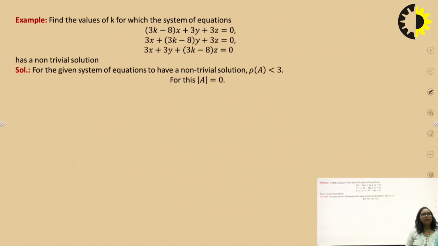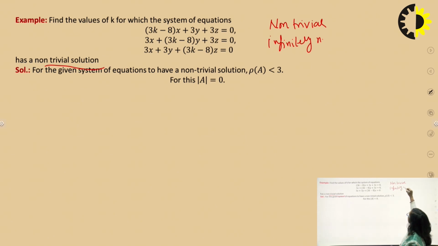Now I am coming to the second example. Find the value of k for which this system of equations, (3k minus 8)x plus 3y plus 3z equal to 0, 3x plus (3k minus 8)y plus 3z equal to 0, and 3x plus 3y plus (3k minus 8)z equal to 0, has a non-trivial solution. What is the meaning of non-trivial? Non-trivial means they have infinitely many solutions.